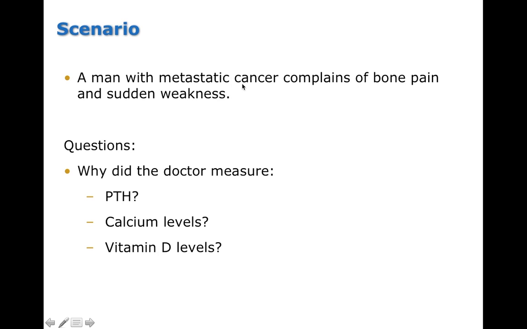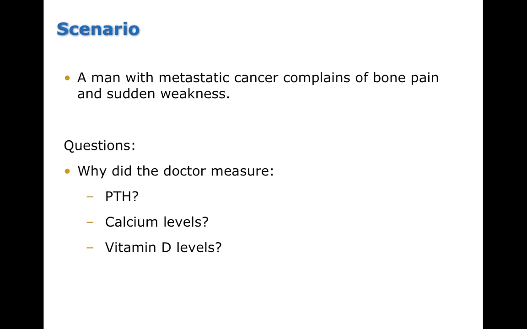So this scenario here says a man with metastatic cancer complains of bone pain and sudden weakness. And so the questions we have here are, why did the doctor measure parathyroid hormone, calcium levels, and vitamin D? Well, going back to our cancer chapter, we talked about how with some malignancies you can get paraneoplastic syndromes, where these cancer cells can release hormones that they wouldn't normally release. And one of those hormones we discussed was a parathyroid hormone-like protein. So sometimes these cells can release parathyroid hormone, and that's why you would want to measure that. And you can see, well, is the weakness due to high serum calcium?